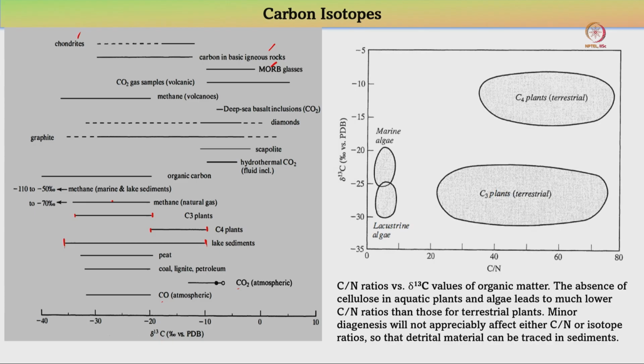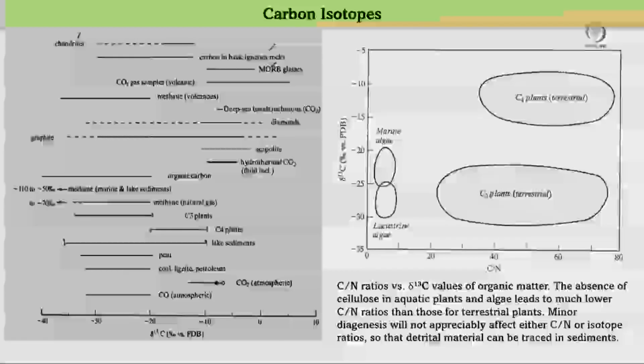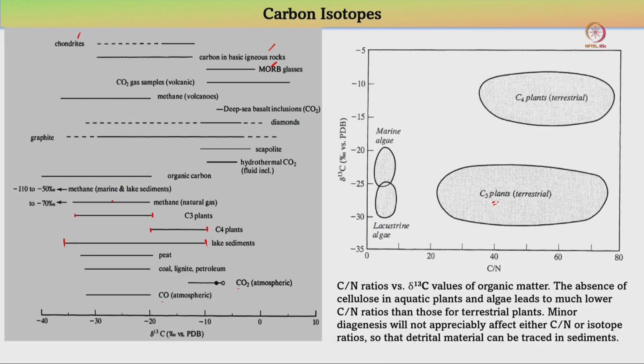So, as you can see, this is the region or the data for C3 plants. C3 plants have this kind of variability in delta 13C isotope and in C/N ratio, and the delta 13C value very nicely separates the two types in the range. Okay. Same thing for the different algae types also.